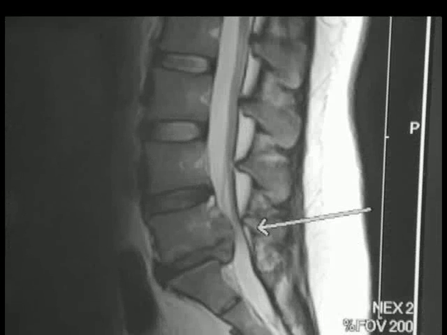This is another MRI scan demonstrating a large disc herniation at what's called the L5-S1 level. This patient would very unlikely recover without an operation due to the size of the disc herniation.